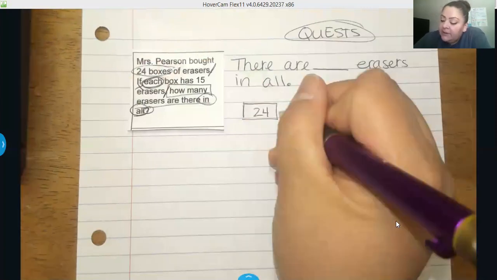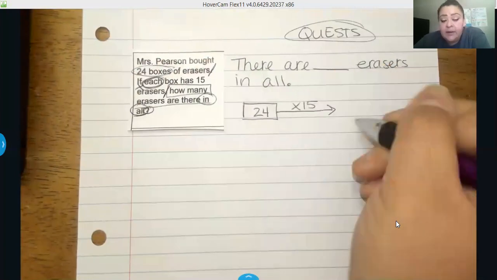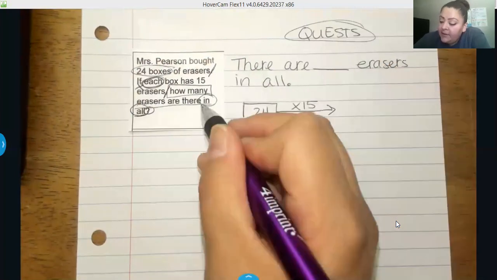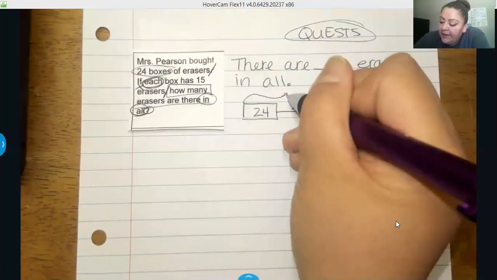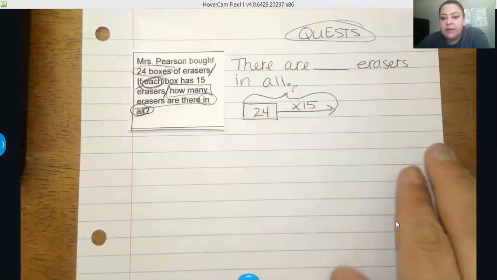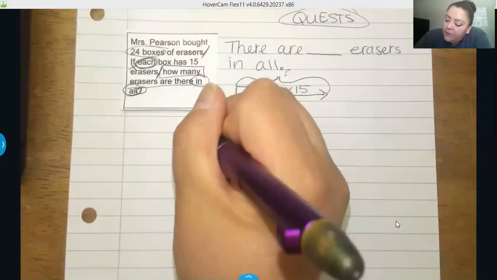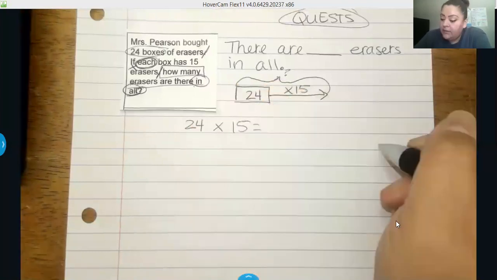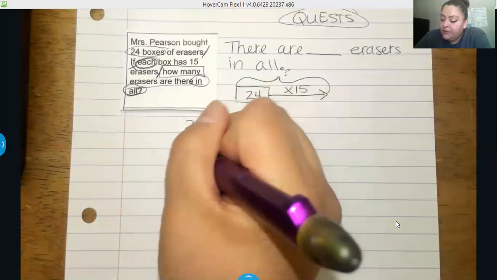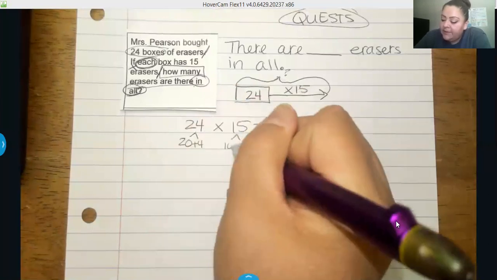Same thing we did last time. Each box is times 15. Then we want to know how many are there in total, which we don't have. So just like the last one, okay? I'm going to do the same thing. I've got 24 times 15. So I break that apart. That's 20 plus 4. I break this apart. It is 10 plus 5.